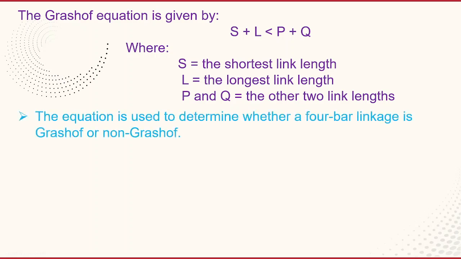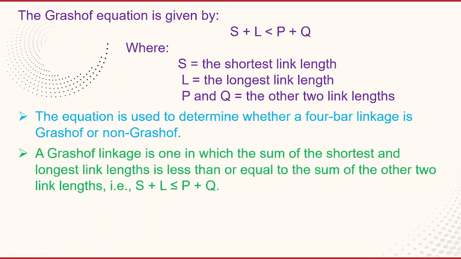So the equation is used to determine whether a 4-bar linkage is Grashof or non-Grashof. Based on this equation, we determine whether the Grashof condition is satisfied or not. A Grashof linkage is one in which the sum of the shortest and longest link lengths is less than or equal to the sum of the other two link lengths.